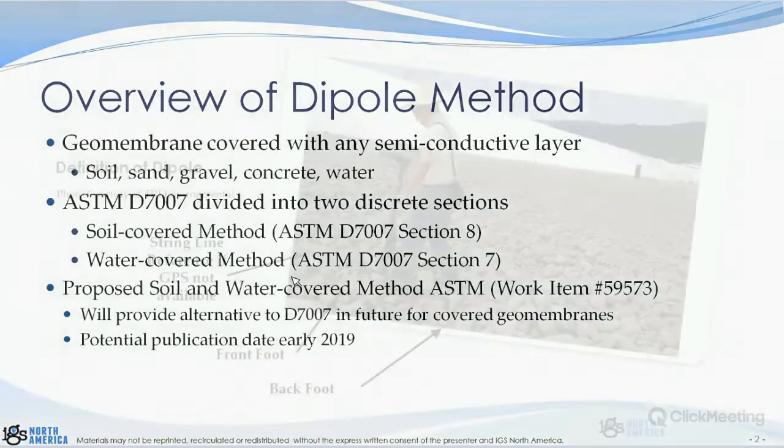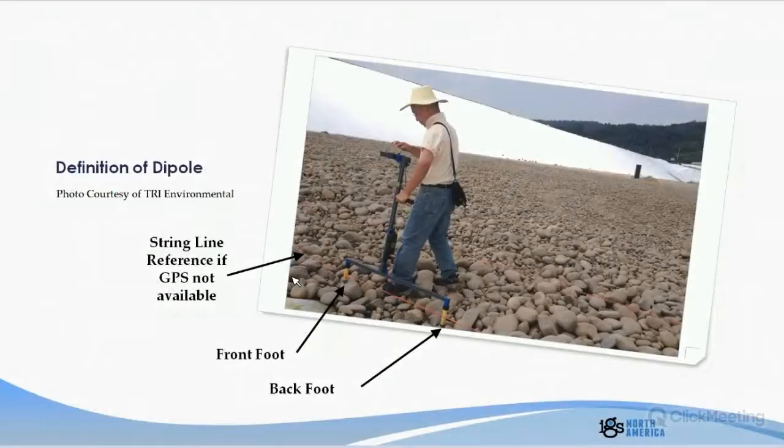So let's talk about what a dipole is and how it got its name. The dipole method is named after the measuring apparatus that is used during the dipole method. It is a structure with two measurement points. We often refer to them as feet just because it kind of looks like feet. So you have this measuring apparatus, you have a front foot, and you have a back foot. And then oftentimes you have string lines across the survey area to guide the placement of the feet as it travels throughout the survey area taking measurements.